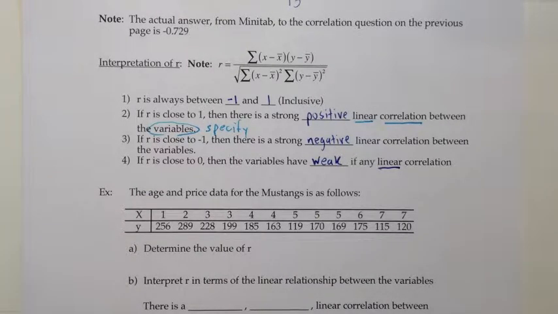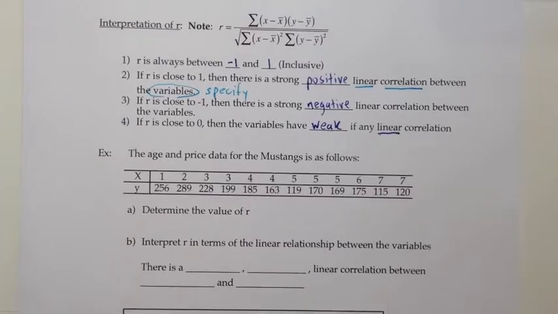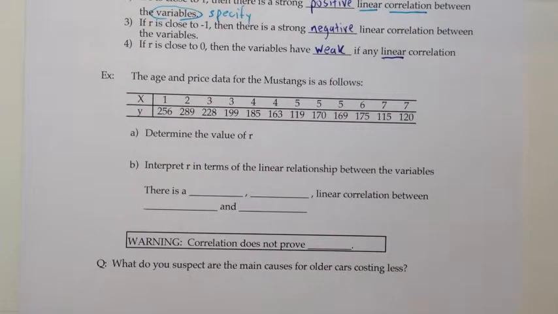All right, so let's go ahead and see how this all would apply to the age and price data that we had for our Mustang GT convertibles. So here's that data set that we've seen before, and now they want us to determine the value of R. And I'm going to go ahead and show you how to do that on the calculator, and then we'll also interpret it as well.